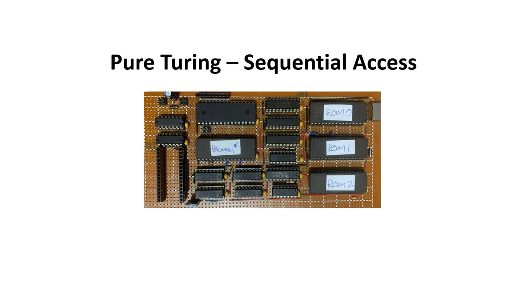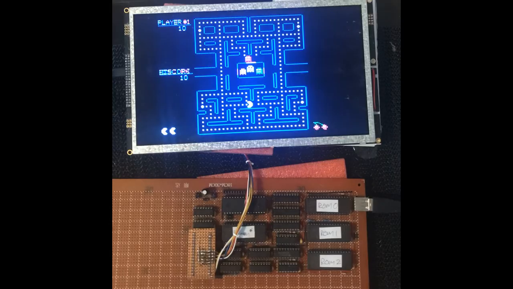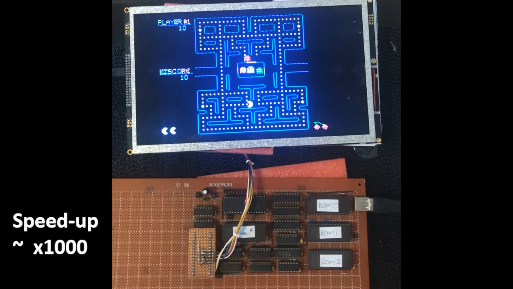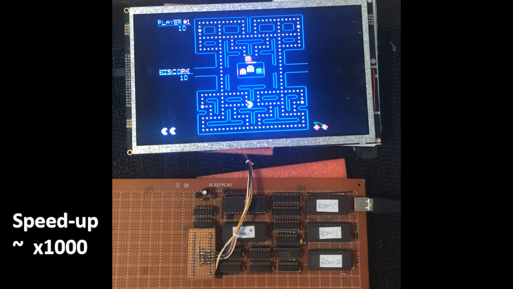Alright, let's see if it works. It works. I'll play it again. Now, the observant people might have noticed that this is a bit slow. In fact, I've already sped it up 1,000-fold. This whole sequence took about 3 hours.